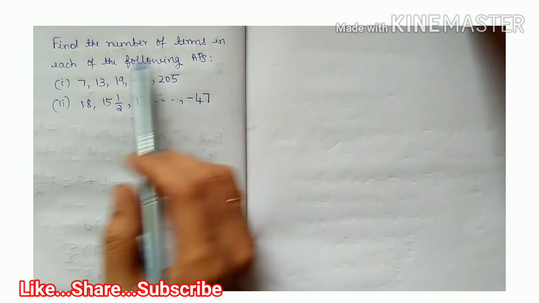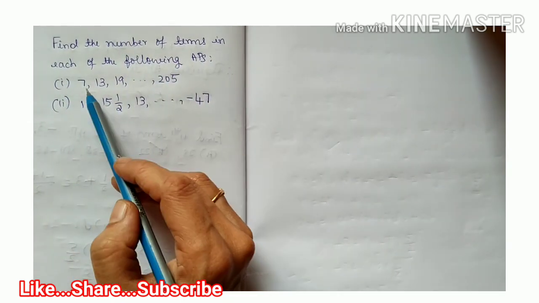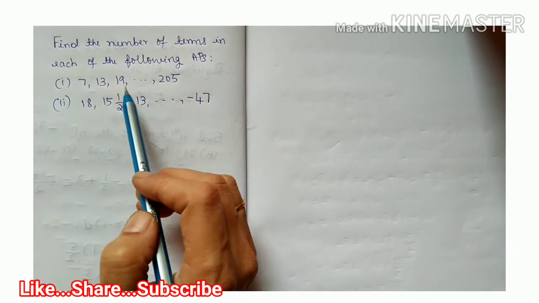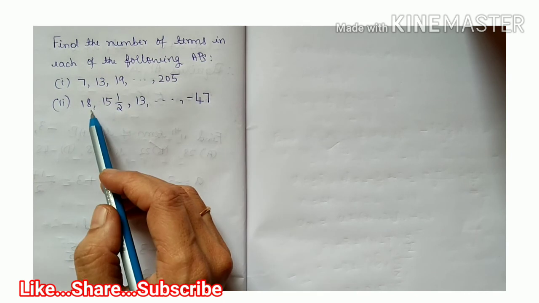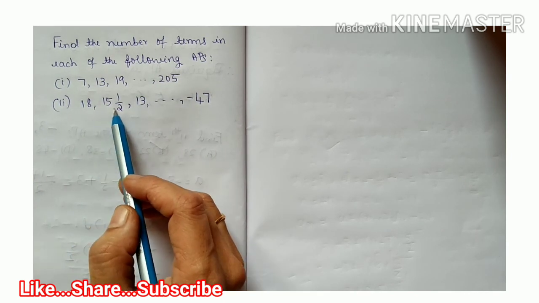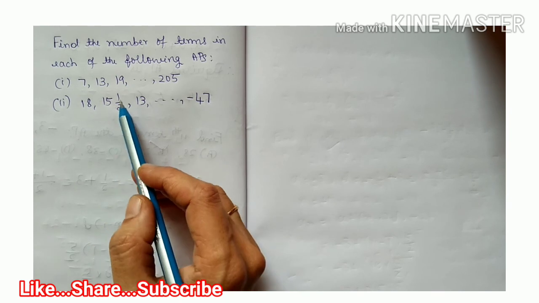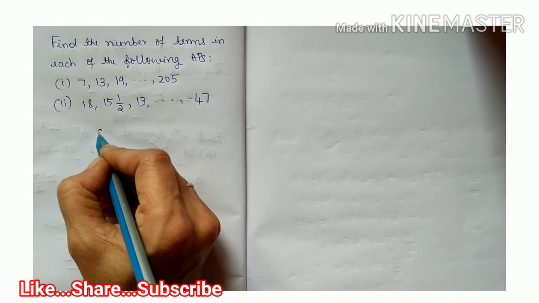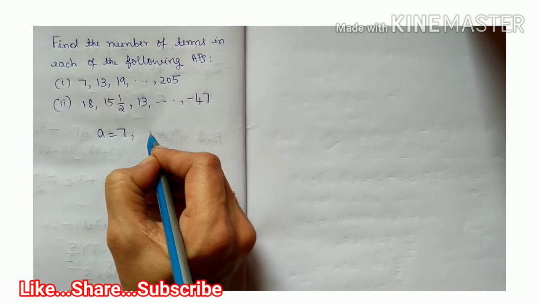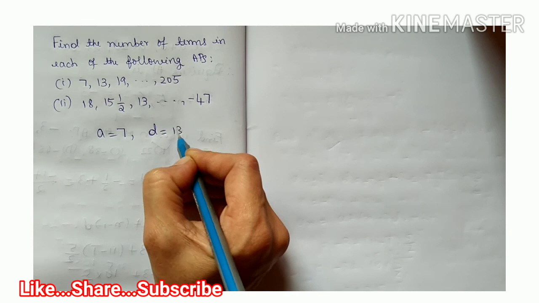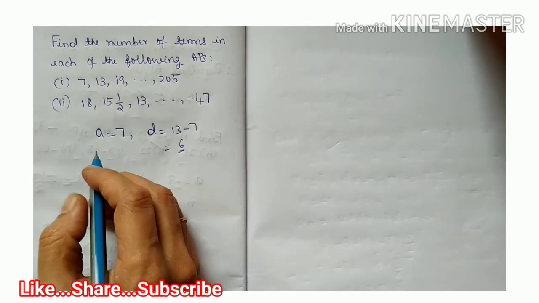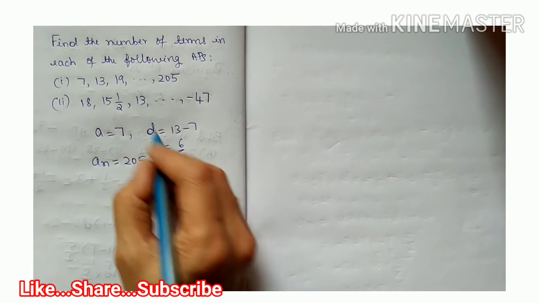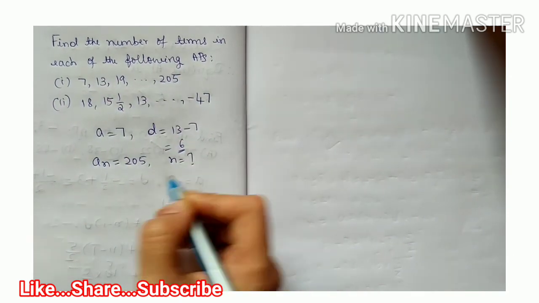Find the number of terms in each of the following APs: 7, 13, 19, and so on up to 205. Second one: 18, 15 1 by 2, 13, and so on up to minus 47. Let us solve the first one. Here a is equal to 7, d is 13 minus 7, which is 6. Here we know an is 205. Find the number of terms.